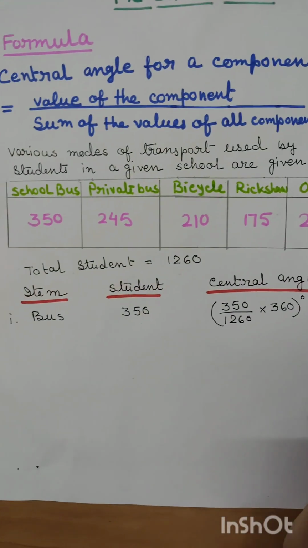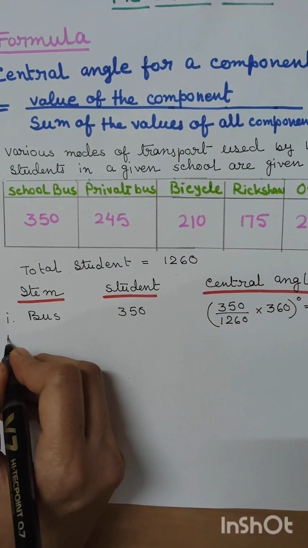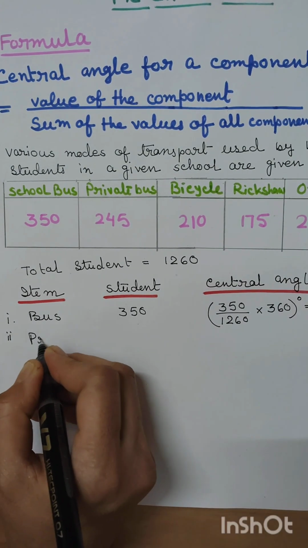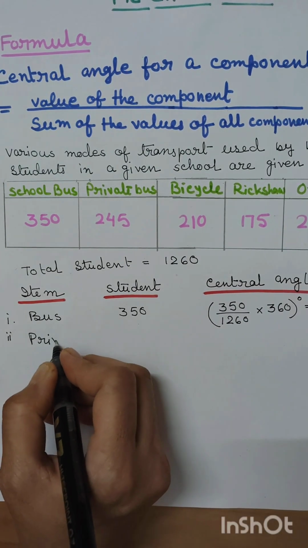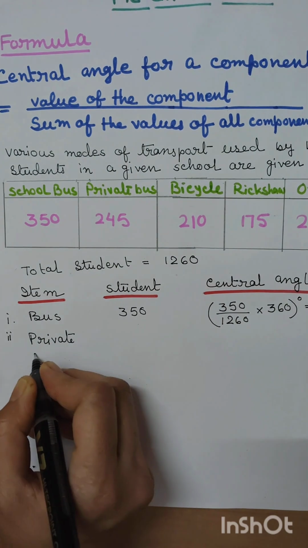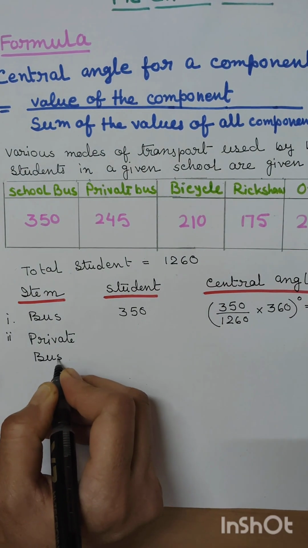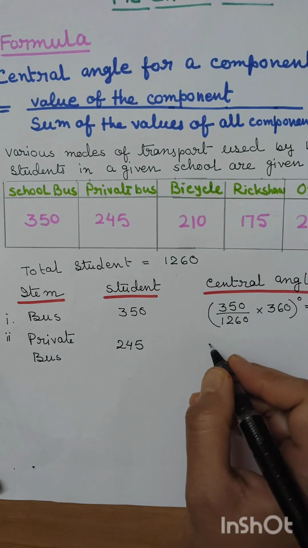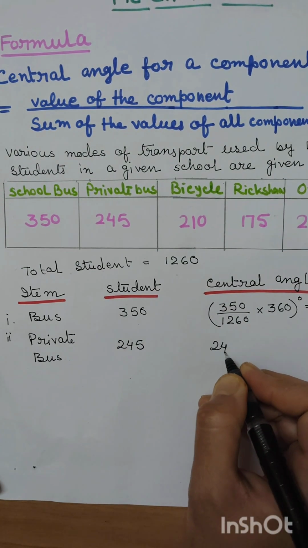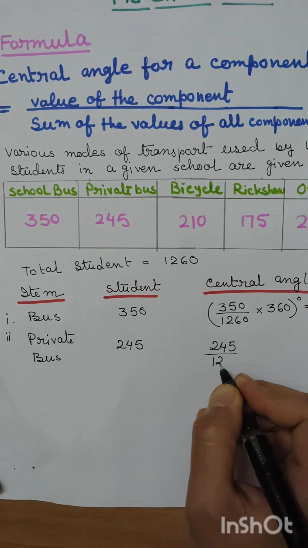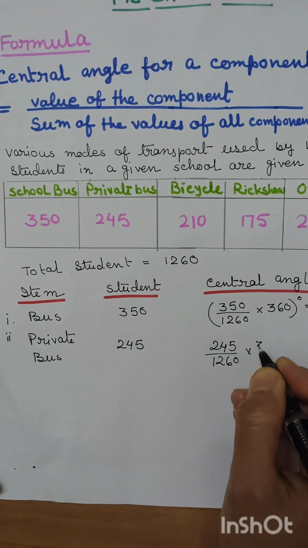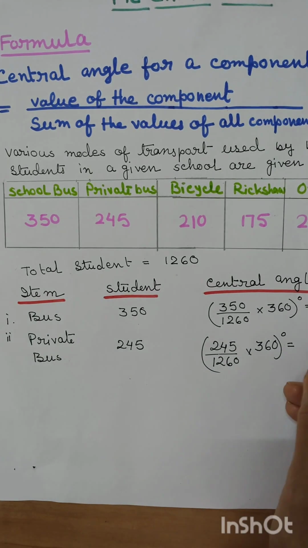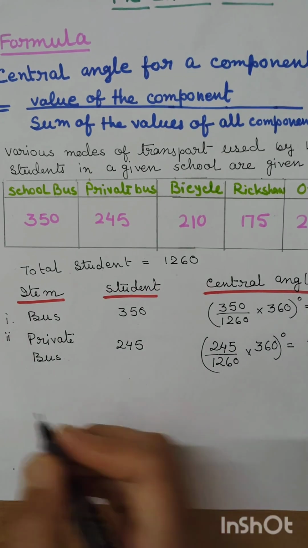Next one. You put all the data into angles, because in the pie chart we use only angles. Private bus equal to 245. It is also converted into degrees: 245 by 1260 into 360 degrees. You simplify it and the result is 70 degrees.